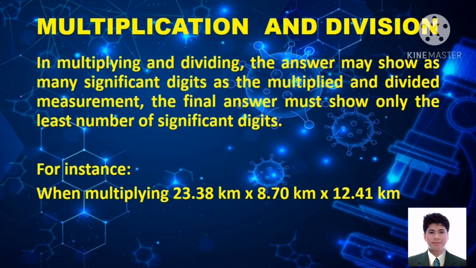Learners, in multiplying and dividing, the answer may show as many significant digits as the multiplied and divided measurement. The final answer must show only the least number of significant digits. For instance, when multiplying 23.38 kilometers times 8.70 kilometers times 12.41 kilometers.